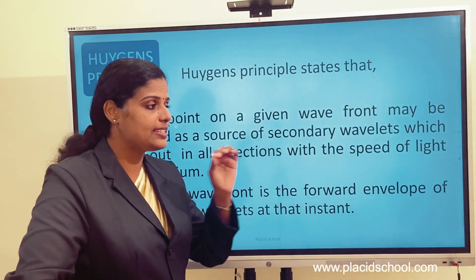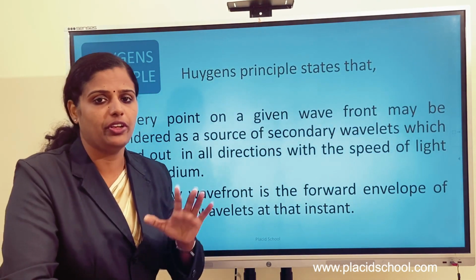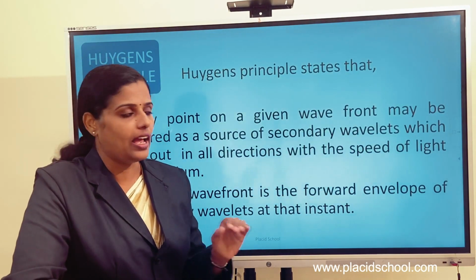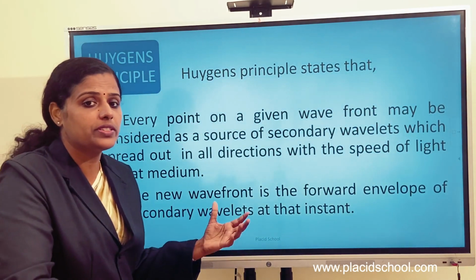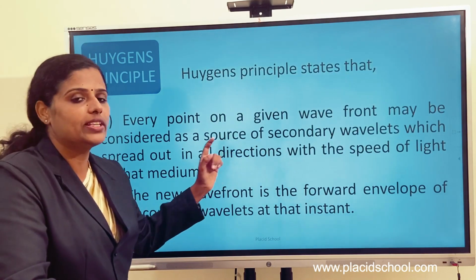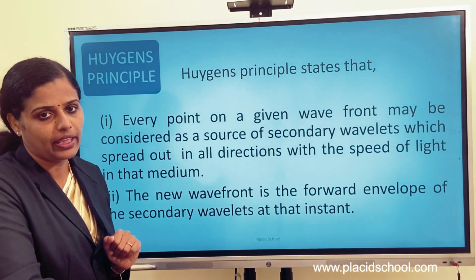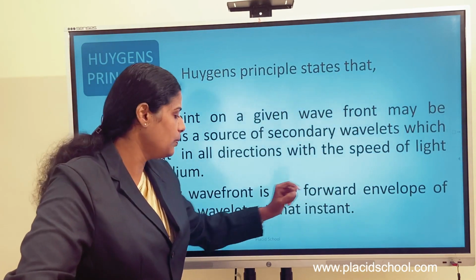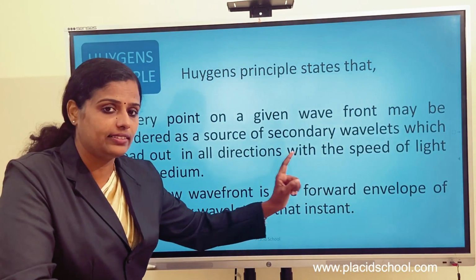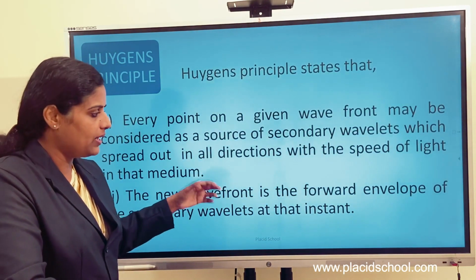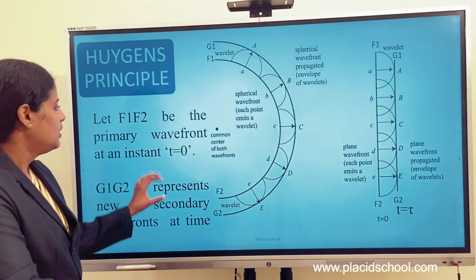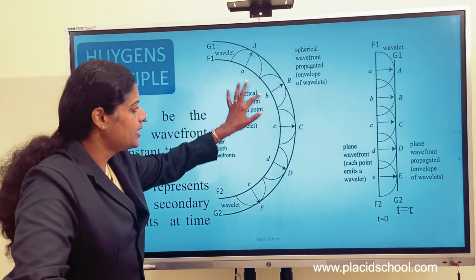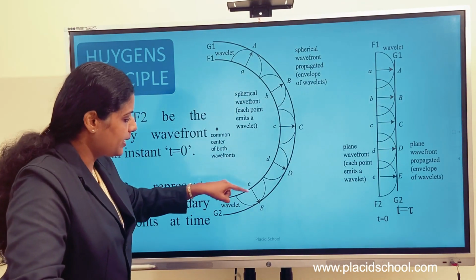Huygens' principle states that every point on a given wavefront acts as a source of secondary wavelets, which spread out the waves, secondary waves, in all directions with the speed of light in that medium. And the new wavefront is the forward envelope or the tangent envelope of those secondary wavelets at that instant. We will come to this statement after a while. Consider a point source creating a spherical wavefront. This is the case of spherical wavefront.